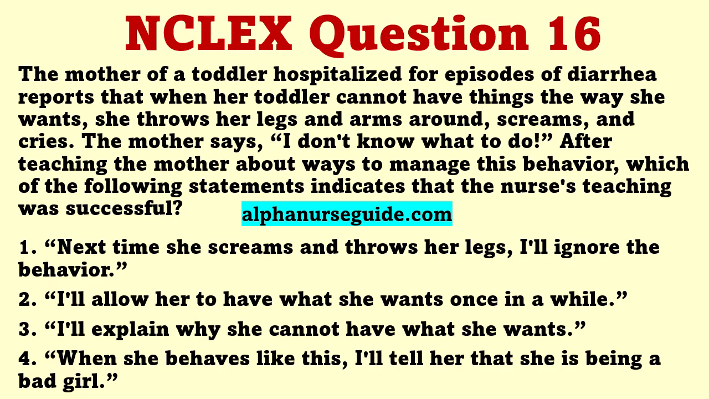Allowing the child to have what she wants occasionally would typically add to problems associated with temper tantrums, because doing so rewards behavior and prevents the child from developing self-control. Toddlers do not possess a capacity to understand explanations about behavior. Expressing disappointment in the child's behavior or telling her that she is being a bad girl reinforces feelings of guilt and shame, thus interfering with the child's ability to develop a sense of autonomy.